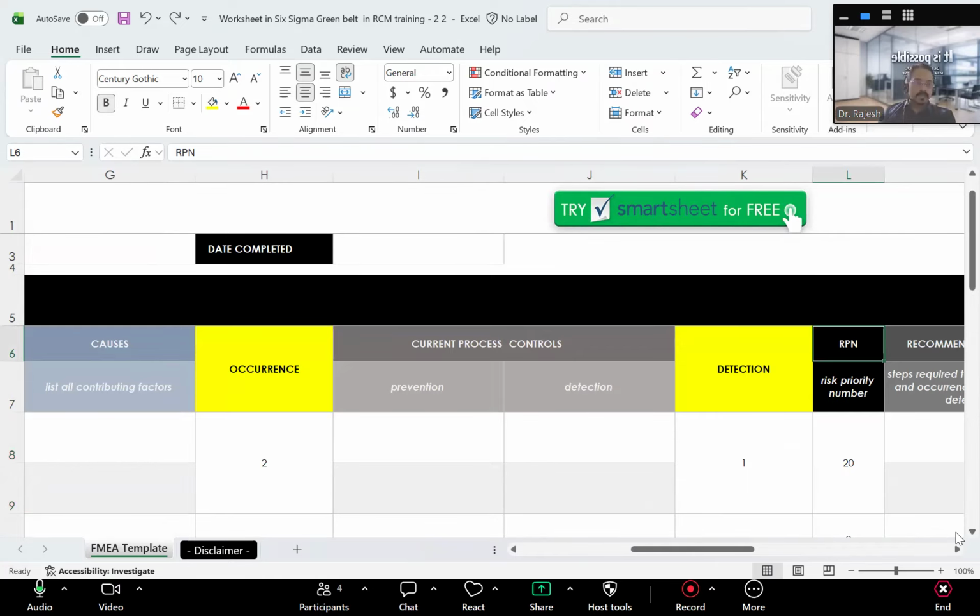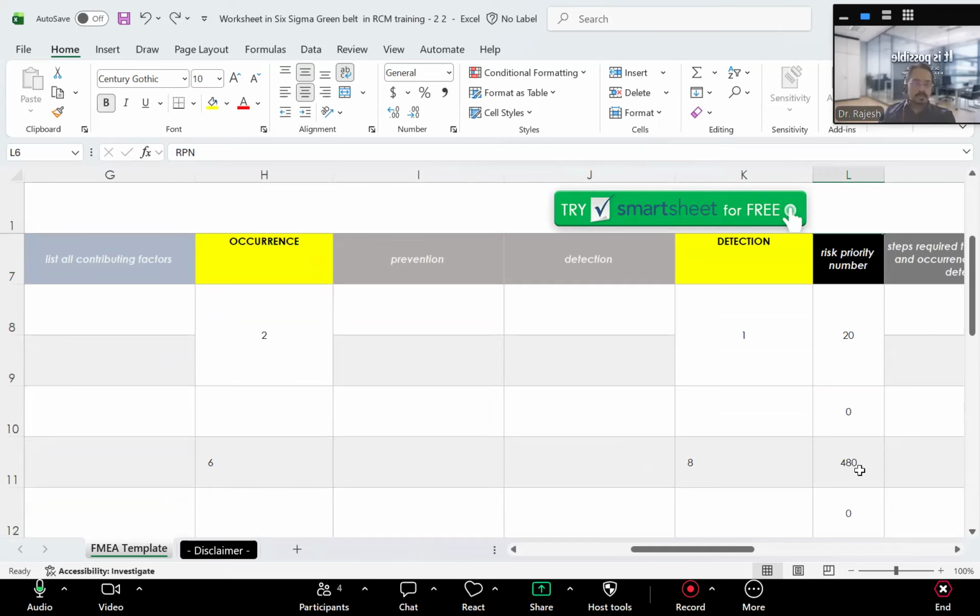For example, once I got this number of 480, I am able to fix it. The 480 will not be permanent for me. I am fixing it.